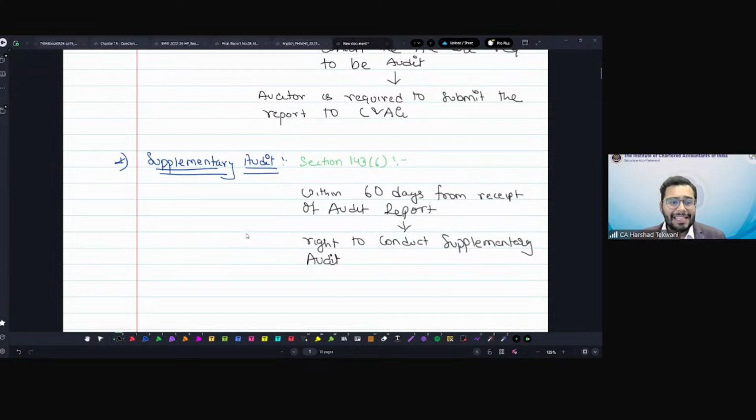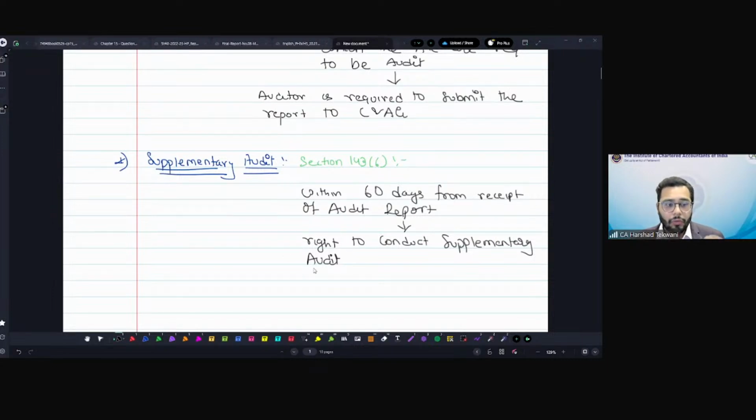So in that case, C&AG directs how to do the audit. It's not a normal audit which we see under 143 subsection 5, or the normal companies audit. No, it's a supplementary audit. Something additional is being done. Now in this case, this supplementary audit report is required to be submitted again to the C&AG.